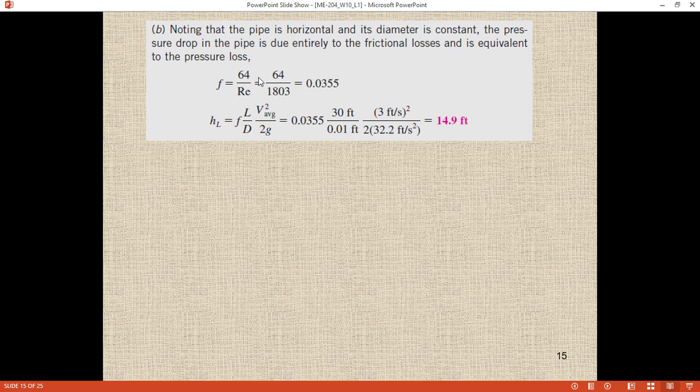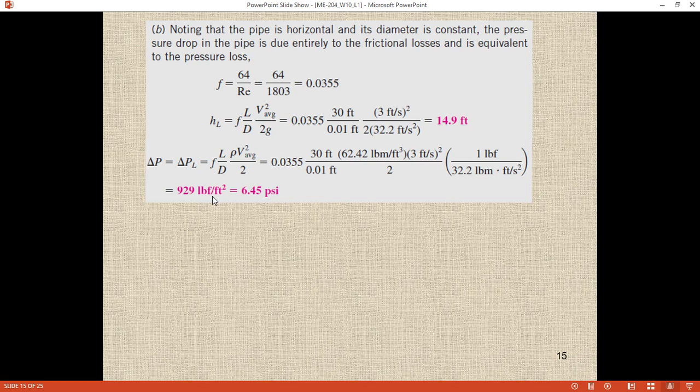For laminar flow, which we have already confirmed, the friction factor can be determined by using the formula 64 by Re. This is the friction factor formula for laminar flow. The Reynolds number we have already calculated, so the friction factor is 0.0355. The head loss we calculated is 14.9 feet. Now we convert this head loss into pressure loss. This is the formula for the pressure drop. We have converted it, and finally we have to calculate the pumping power.